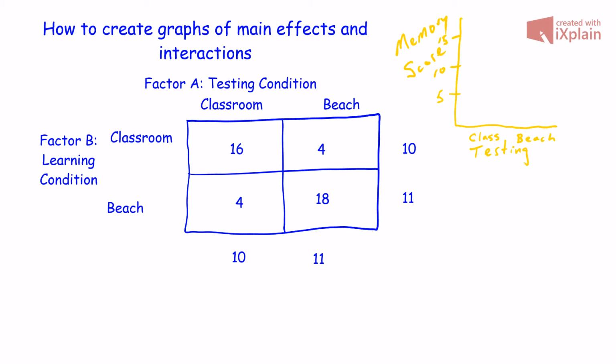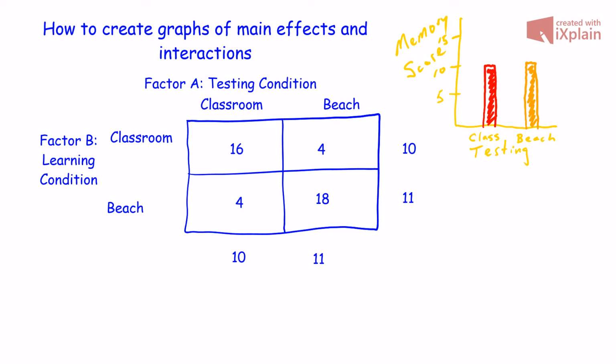Now, the main effect is always going to be dealing with marginal means. And this is the main effect of testing, so we have to use the ones on the bottom, right? These. And so for class, we're going to graph a 10, and for beach, we're going to graph an 11. So there is over class a bar that goes up to 10, and there over beach there's a bar that goes up to 11. That is how you would graph the main effect of testing.